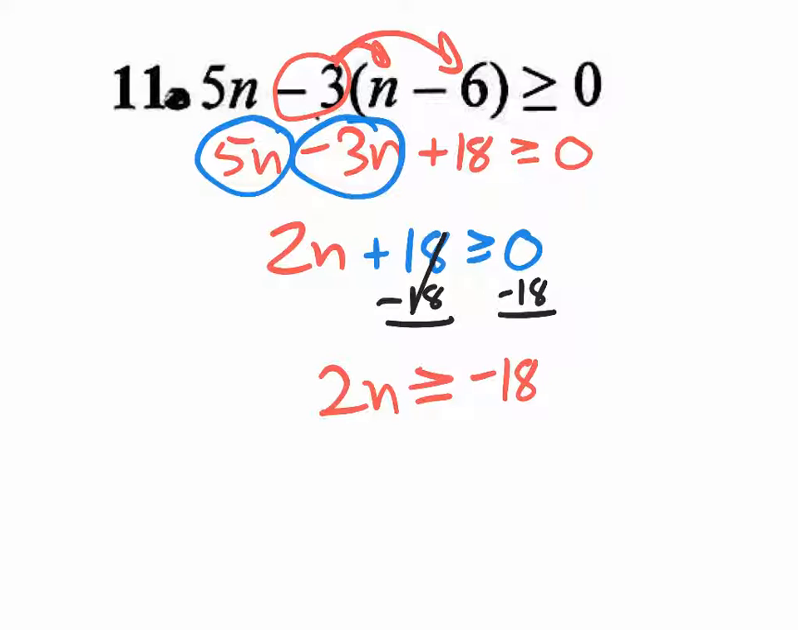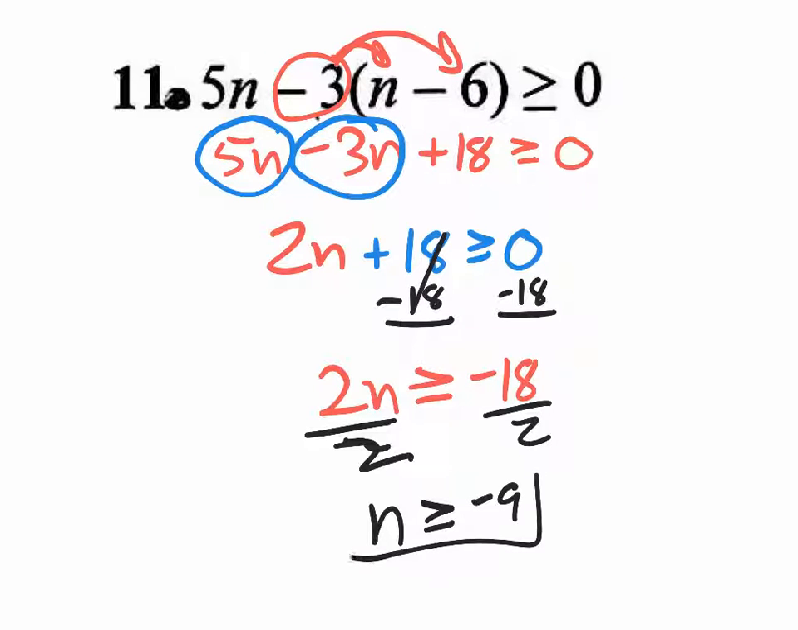Now, what is my final step, Angel? Isolate n. So what do I do? Divide by 2. Sorry, that's ugly. Divide by 2. Angel, do I flip this inequality symbol or keep it? Keep it. And what's my final answer? n is greater than or equal to negative 9. Perfect.